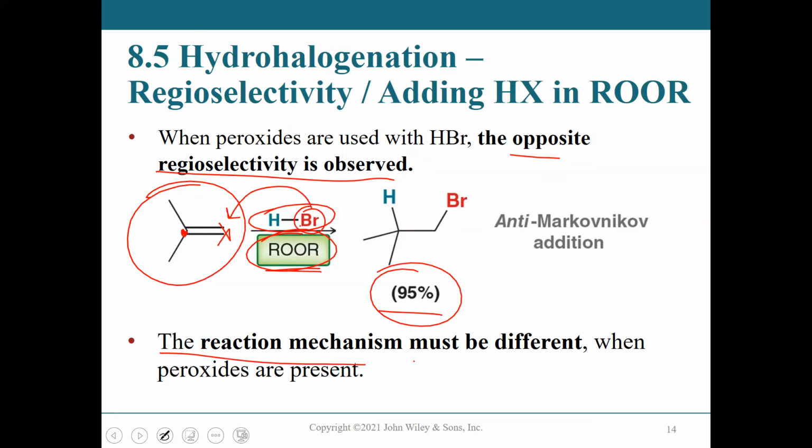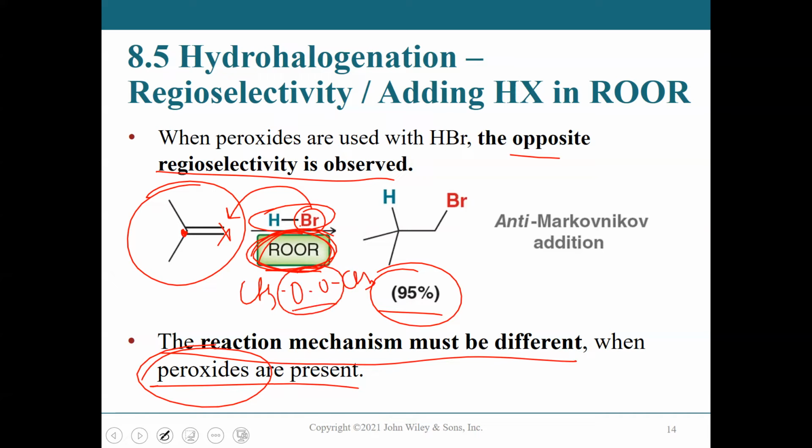The reaction mechanism must be different when peroxides are present. Whenever you see an HX, HBr or HCl, I have only seen this with HCl and HBr. I haven't seen this reaction with HI, so let's restrict it to HCl and HBr. You always have to watch out for the presence of peroxides. Sometimes they use hydrogen peroxide, but I have seen it more with organic peroxides, like dimethyl peroxide.